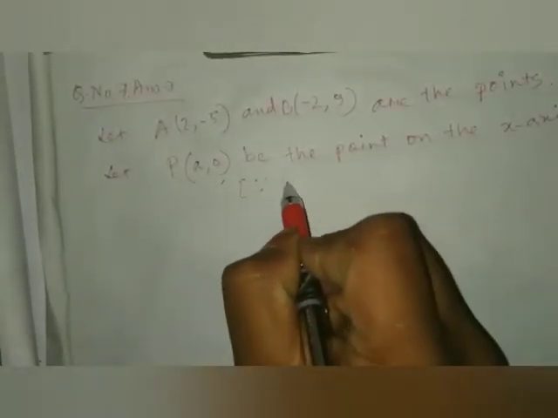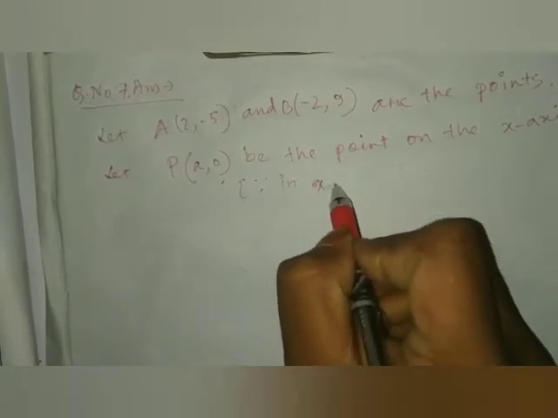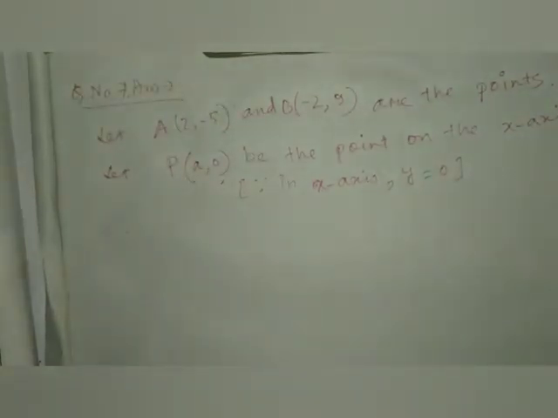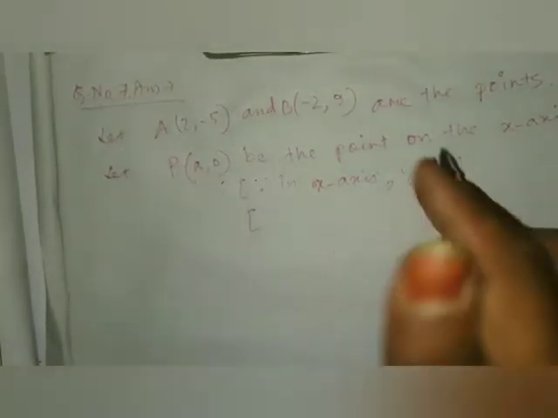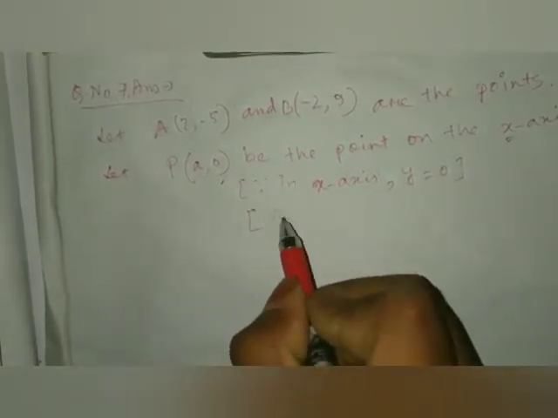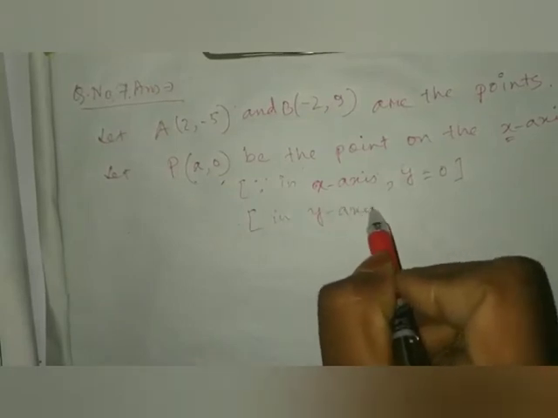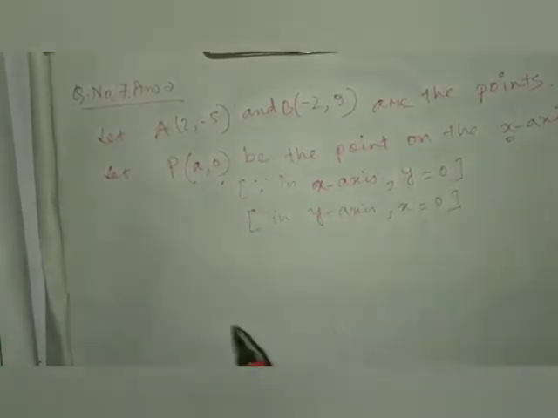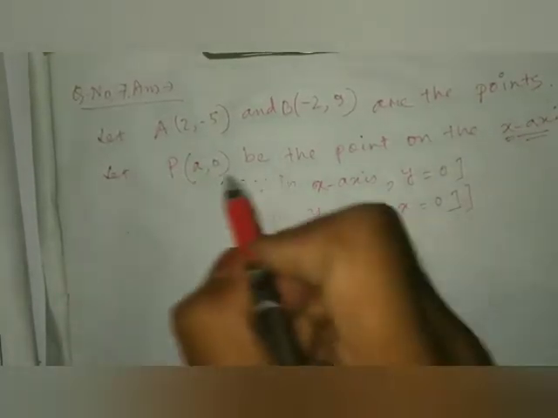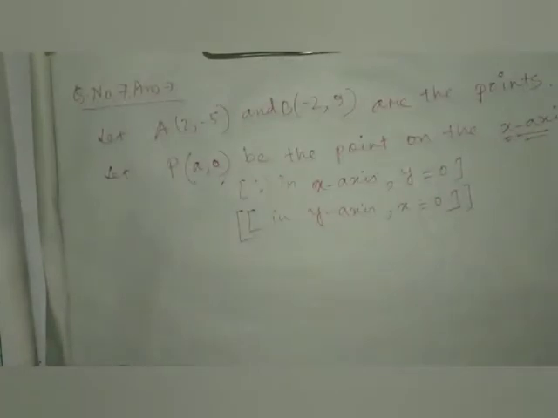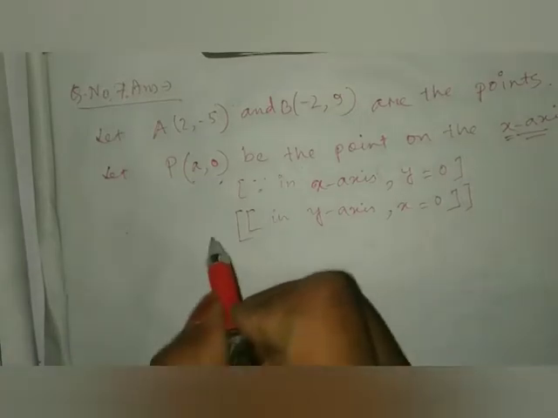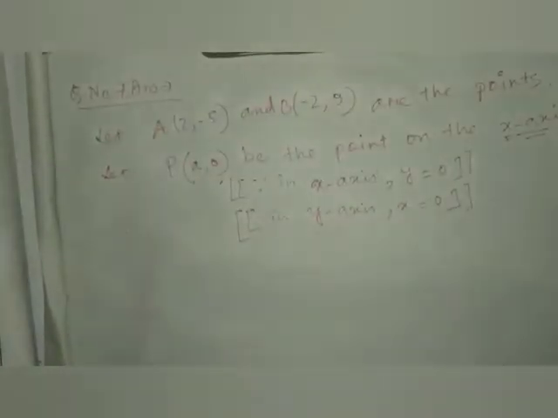Since on the x-axis, y equals 0. Always remember this. And if the question is about the y-axis, then on the y-axis, x equals 0. So you just remember it. Here the question is about the x-axis, so we put the y value as 0. So let P(a, 0) be the point on the x-axis.